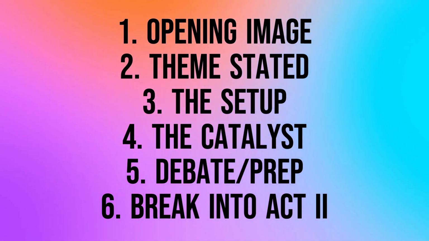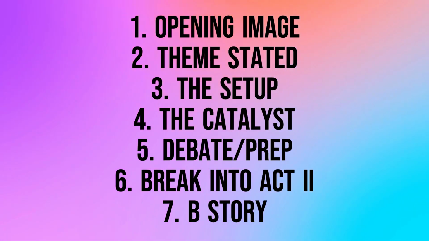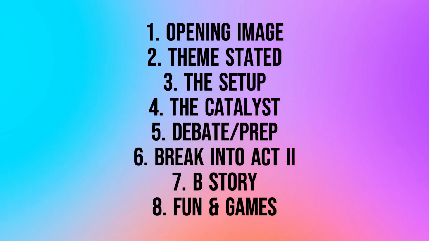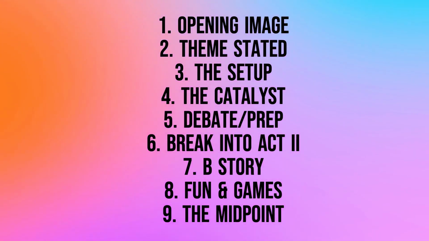Number 7, B story. Introduce your protagonist's Ron and Hermione, or side characters who will help the protagonist in their new world. Number 8, fun and games. Show the hero succeeding or failing in their new world. Number 9, midpoint. The character either has a false victory or a false defeat that propels them into Act 3.